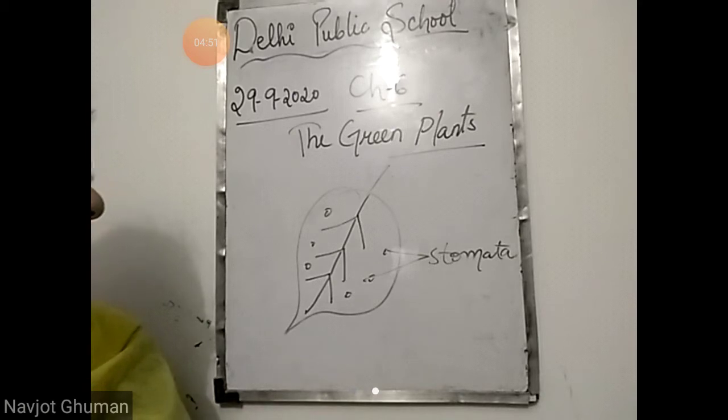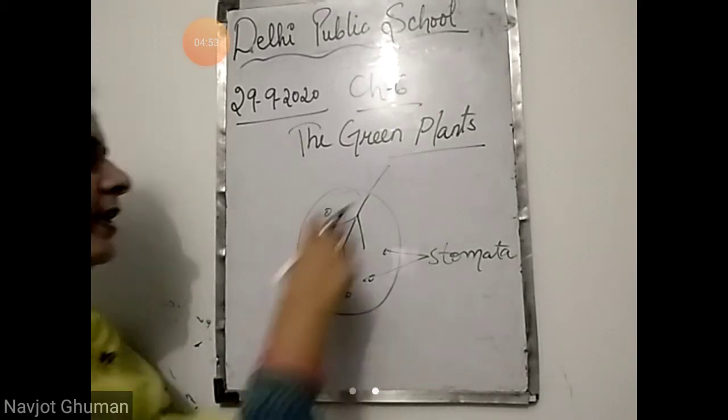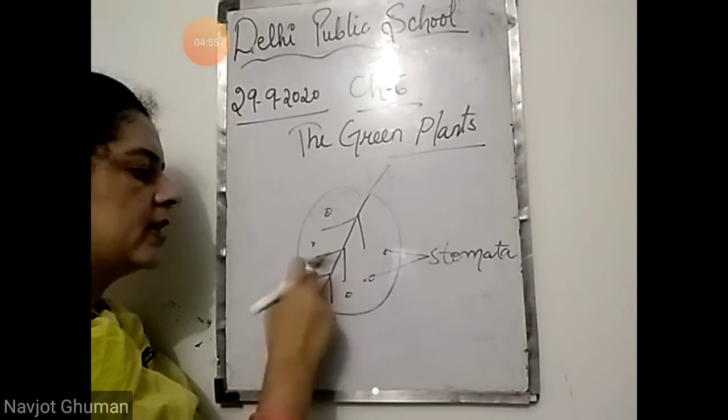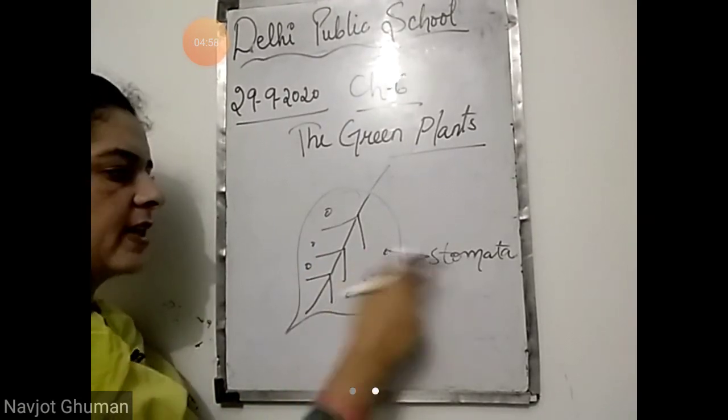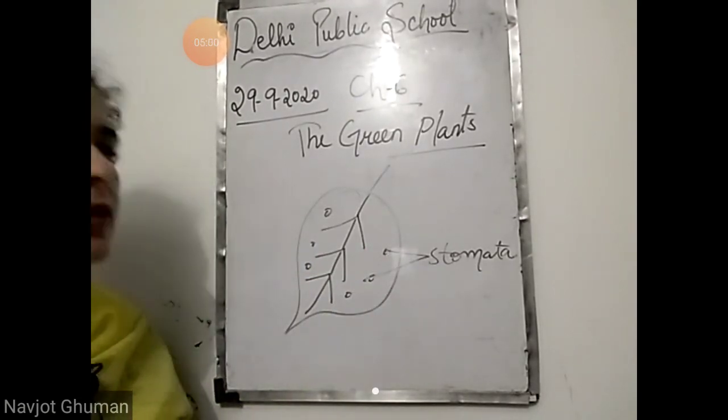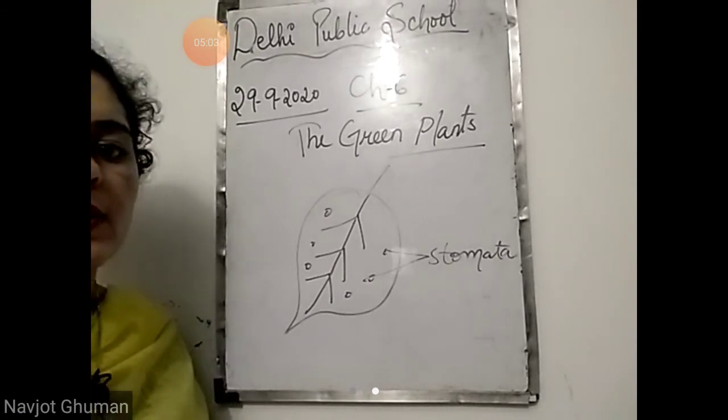So these are the main parts of the leaf. The leaf has a leaf blade, main vein, side veins, and the underside has small openings called stomata. Next is the functions of a leaf. What is the function of a leaf?